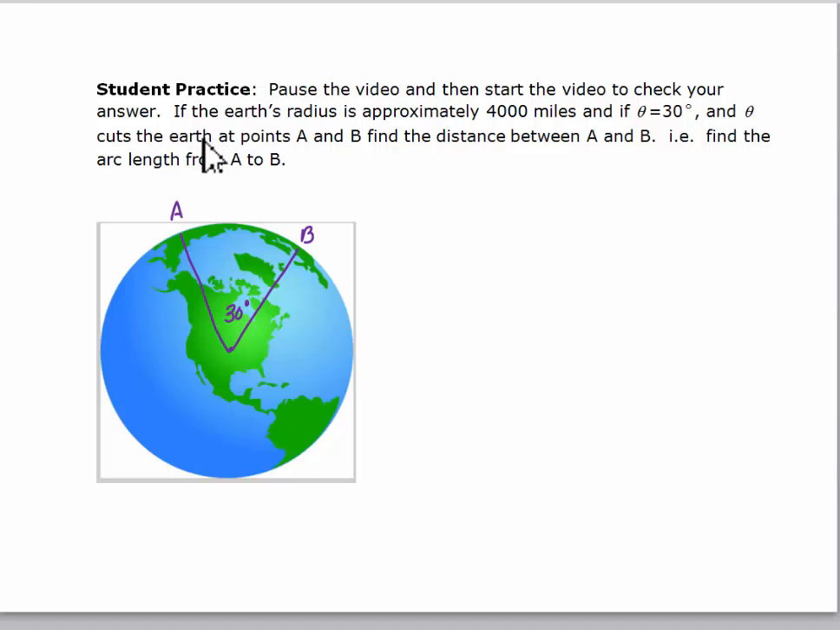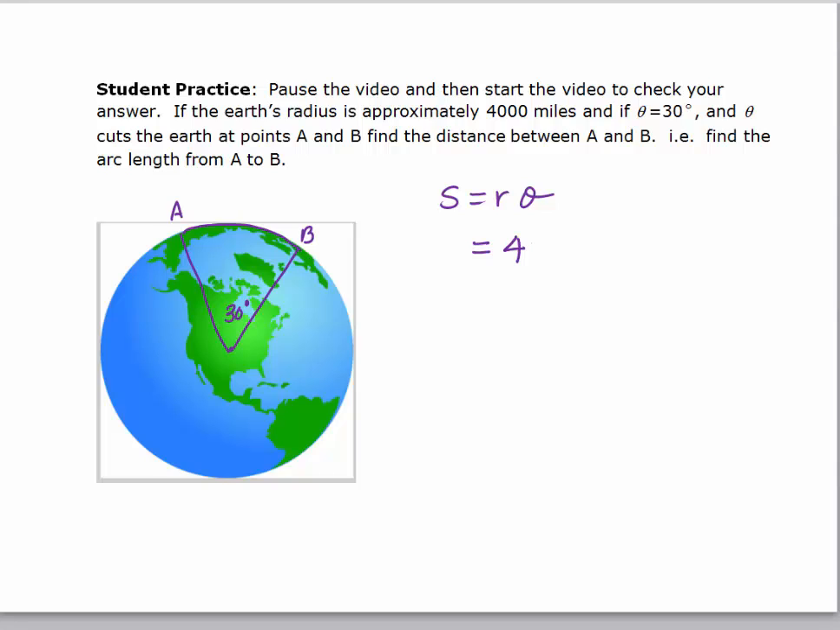Alright, so we have a problem where the Earth's radius is approximately 4,000 miles, and theta equals 30 degrees, which is right here, and theta cuts the Earth at points A and B. Find the distance between A and B. So basically what we're trying to find is the arc length from A to B. So we use the arc length formula, S equals R times theta. We have to be extremely careful that we convert theta to radians.